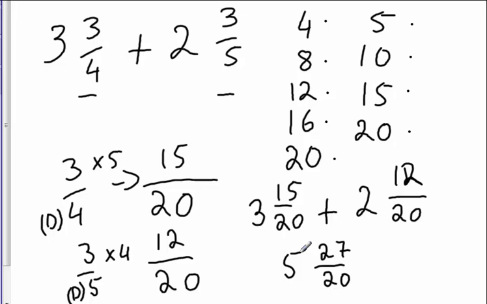But I don't really like that because I've got a top-heavy fraction. So what I need to do is change that into a fraction and a whole number. So 27 over 20 is the same as 1 and 7 twentieths. I'm going to put 7 twentieths over here. And I'm going to add the extra 1 to my 5. So 5 plus 1 is 6. And my answer then is 6 and 7 twentieths.